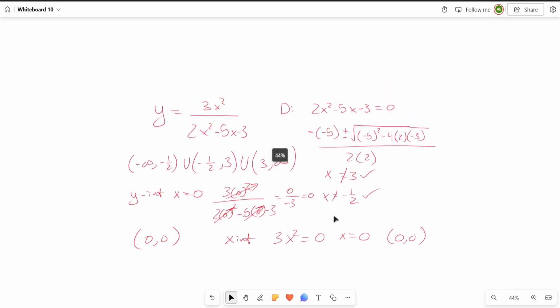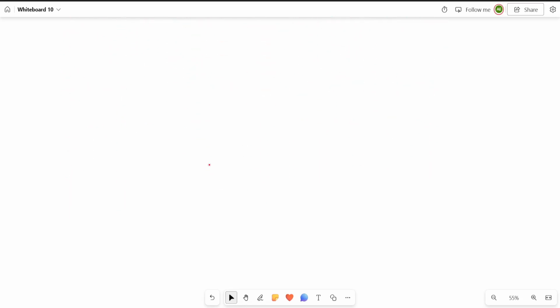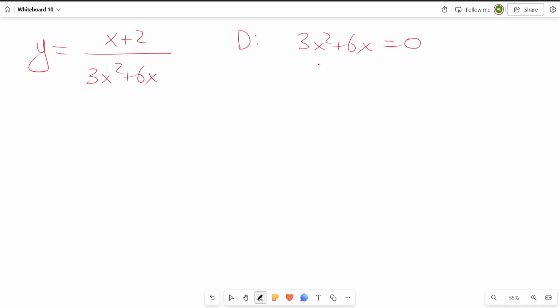So let me show you something that will help us a lot in the next video. Let's say we have this interesting function, y equals x plus 2 over 3x squared plus 6x. Again, my domain is going to be when 3x squared plus 6x is not equal to 0. So let's take 3x out. This is going to be 3x squared divided by 3x, which is basically x, plus 6x divided by 3x, which is basically 2.